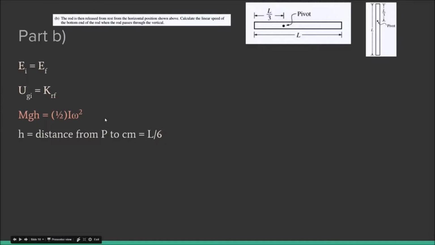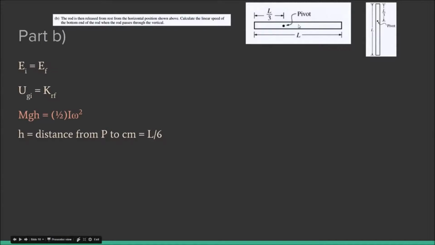And the tricky part about this solution is knowing that h is the distance from the pivot to the center of mass. So if you can kind of imagine this rod, the pivot and the center of mass are about this far apart, and then when it rotates down, now the center of mass has rotated down this much. So it's moved down a total distance of whatever the distance between the pivot and the center of mass is, which we found from the previous step was L over 6.